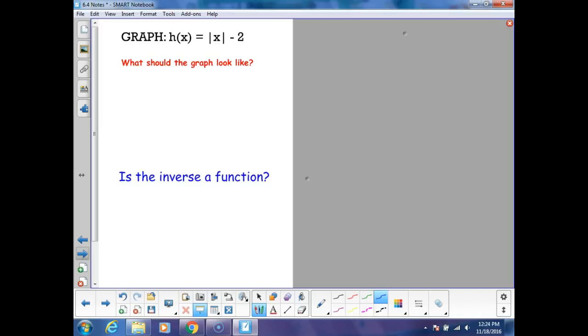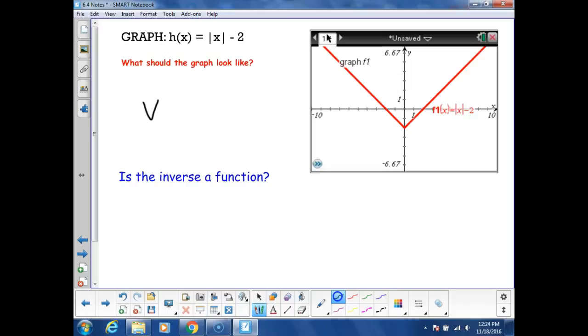Okay. How about this one? What should this one look like? Oh yeah, it's like this. It's a V, right? Okay. V or a mountaintop, depending upon a value, right? So in this case, it should be a V. V for value, absolute value. Okay? Should be all coming back.